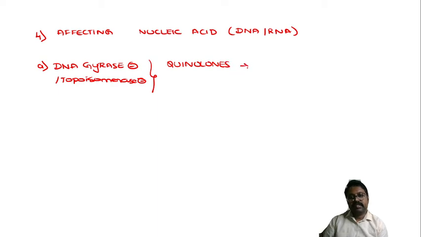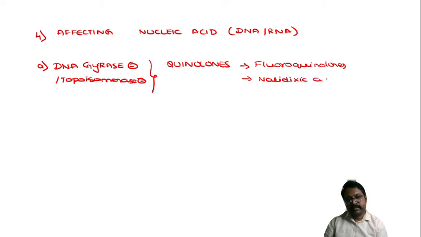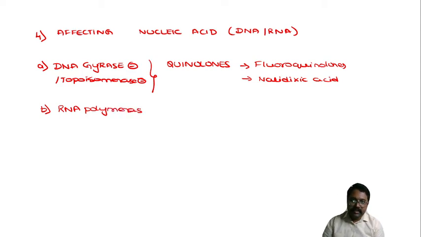So the example is fluoroquinolones, nalidixic acid. The next group we have is RNA polymerase inhibitors. Here the example is rifampicin.